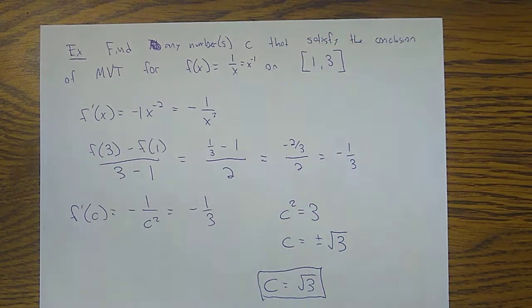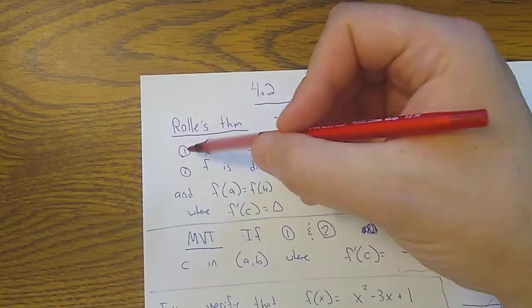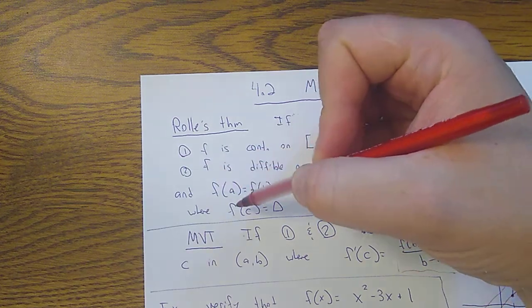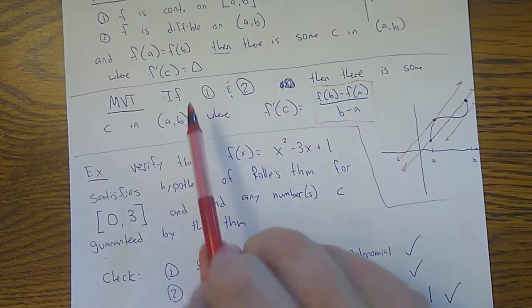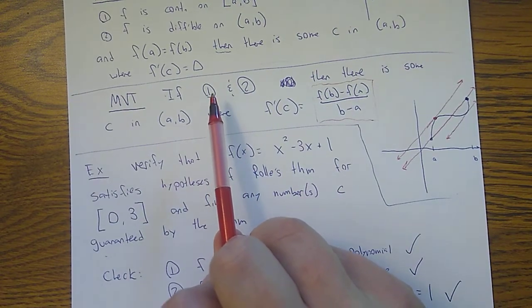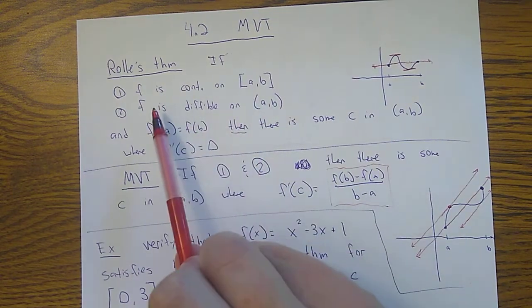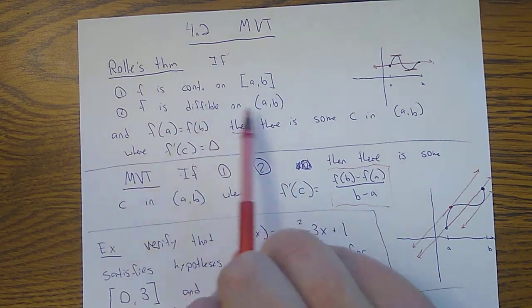For the mean value theorem, you just check 1 and 2. There's no more requirement that f of a equals f of b for the mean value theorem. The hypotheses are just 1 and 2. So I just have to check that it's continuous on the closed interval and differentiable on the open interval.